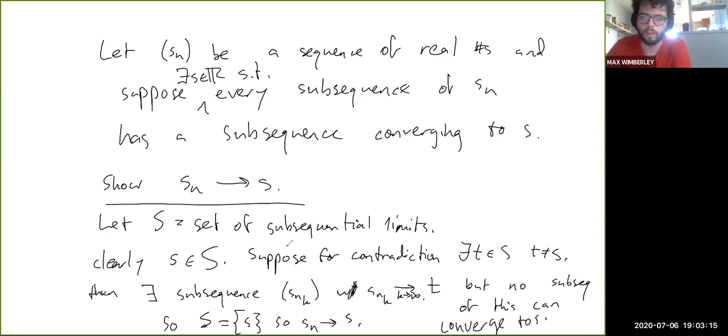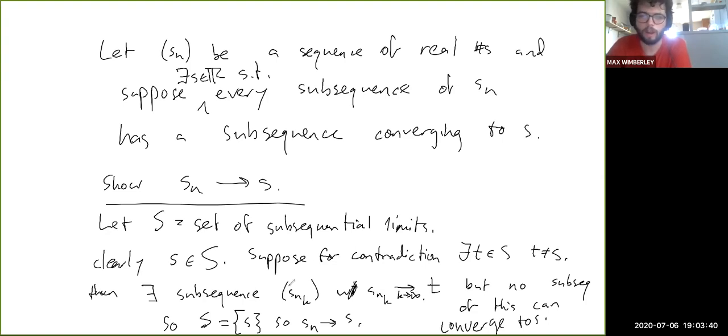We're saying that, okay, if there was a different subsequential limit, anything besides S, then a subsequence that actually approaches that limit violates the assumption up here, that every subsequence has a subsequence converging to S. So what we're saying is that there are no alternative subsequential limits.